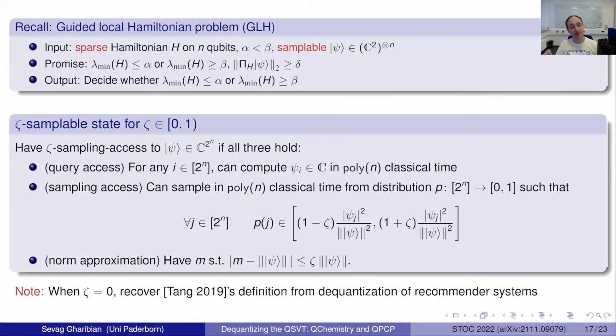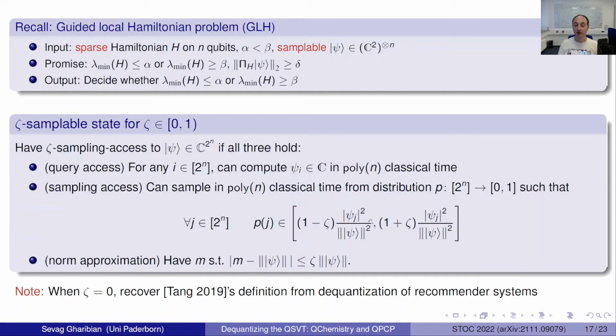So sampling access tries to alleviate this, right? It says, okay, look, I'm also going to allow you to sample from some distribution p over the indices. And the idea is that the odds of getting any particular index will scale with the weight of the corresponding entry in the vector.